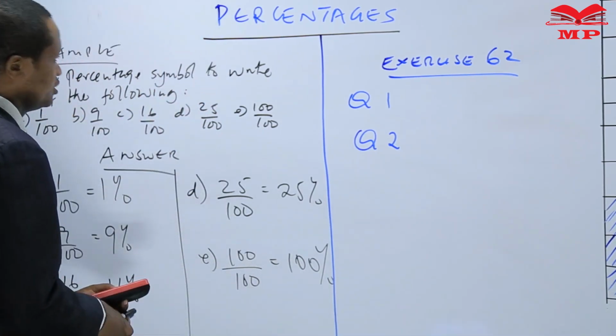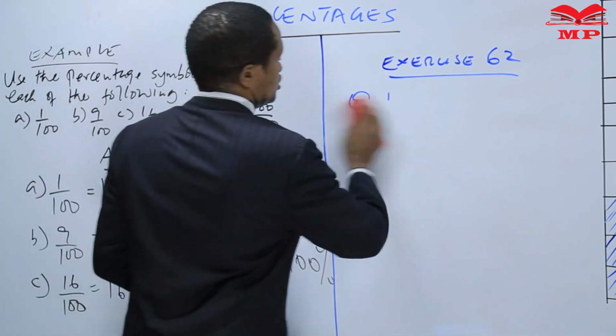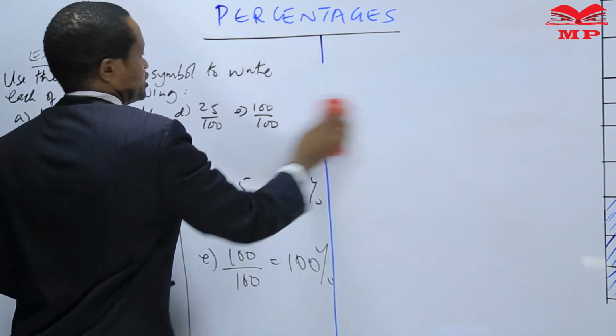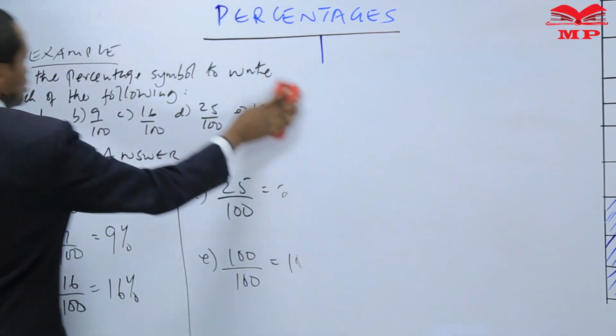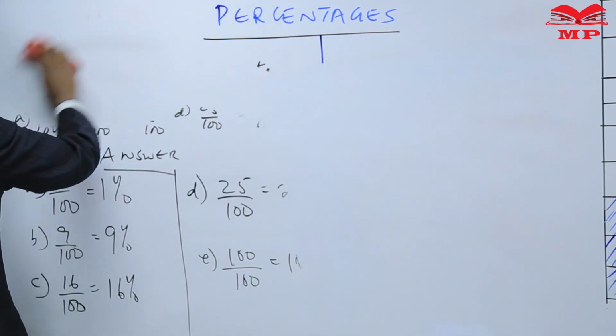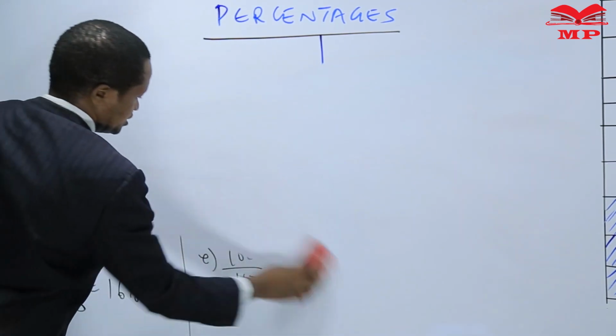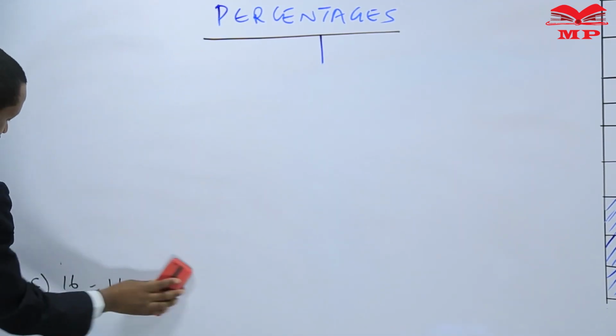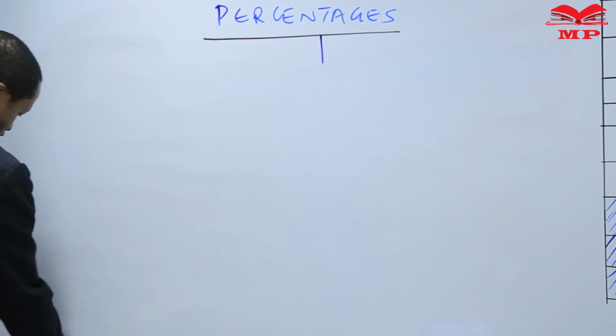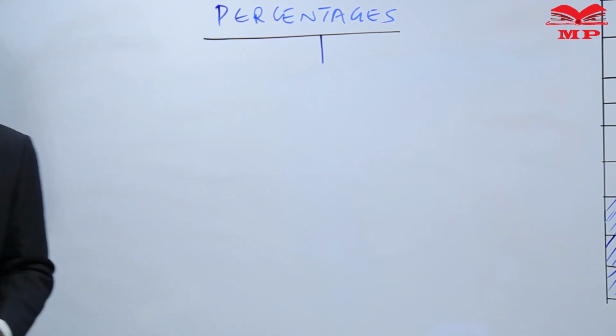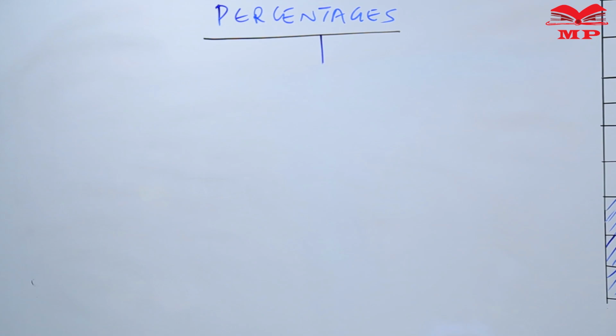In the meantime, I want us to do something else. We want to do example number 2. That was example number 1. Example 2, let me write it on the board.